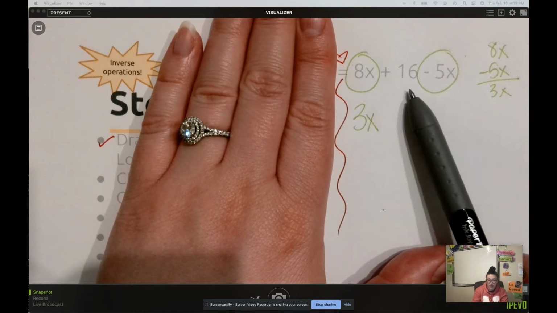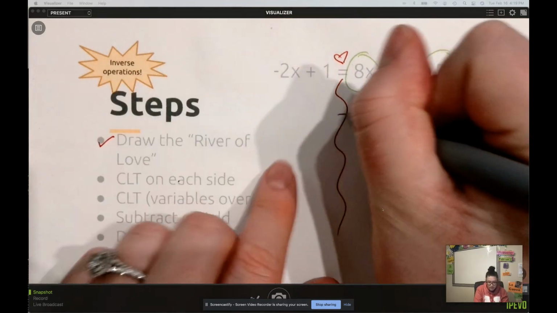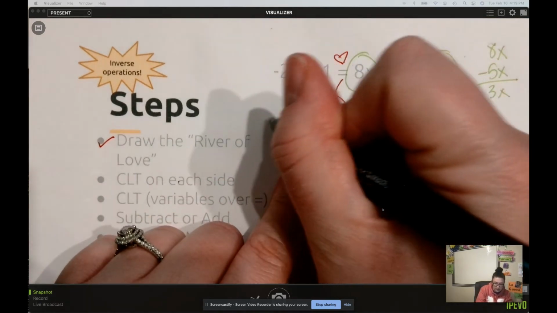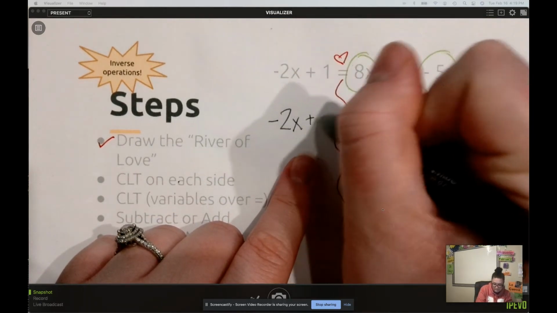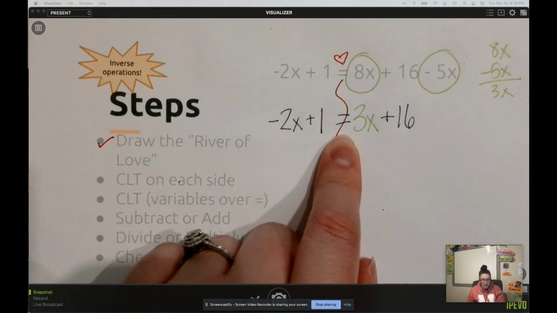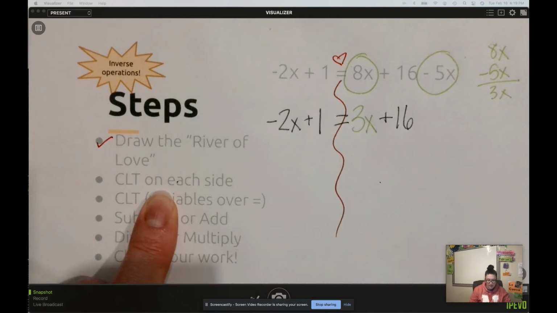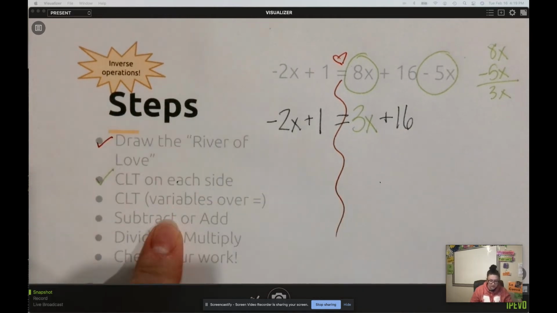And then I bring down what I still have there. I still have that plus 16. And then I bring down what I had on that side as well. So now my equation is negative 2x plus 1 is equal to 3x plus 16. I combine my like terms on each side. Now is when I can bring my variables over to the other side.